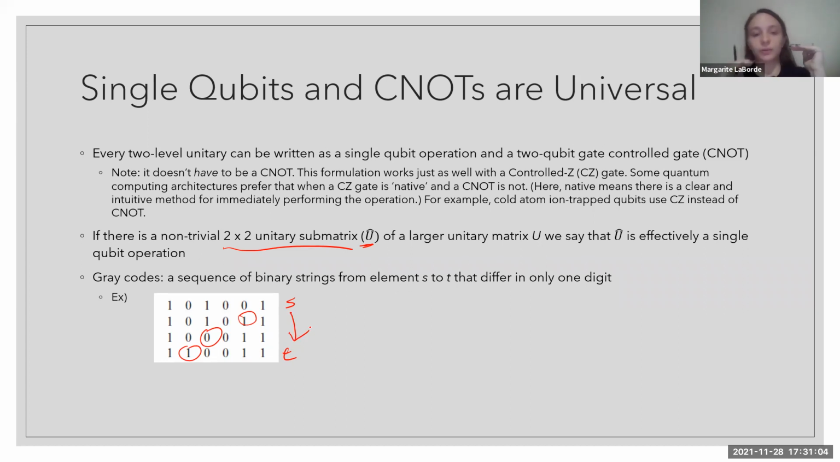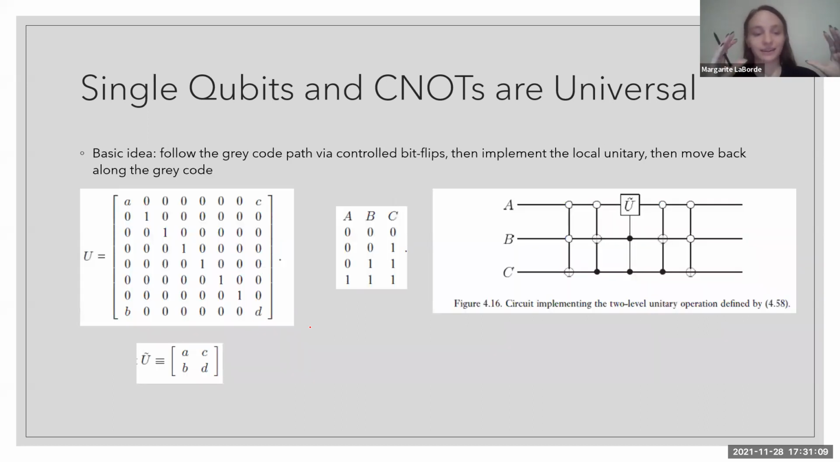Controlled. And so what they do, the general recipe is you're going to take some unitary, identify the subunitaries that you want to do, and then otherwise you're going to write a gray code between your affected quantum states. Then you're going to follow the gray code in your circuit via controlled bit flips, do your local unitaries, and then undo your gray code.